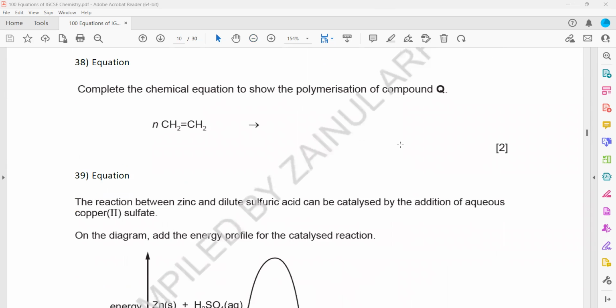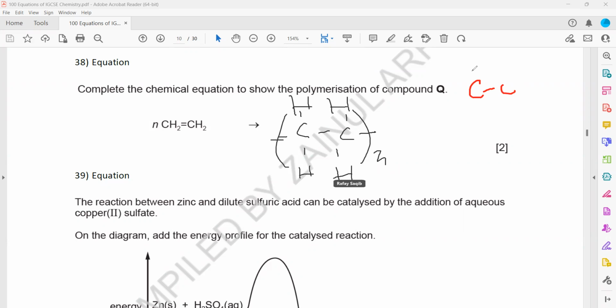Complete the chemical equation to show polymerization of a compound Q. This is compound Q. We have to just show how the polymer will look. Because this is the equation, we'll put a bracket, and n should also be there, as we draw a polymer. So put a bracket and then n.